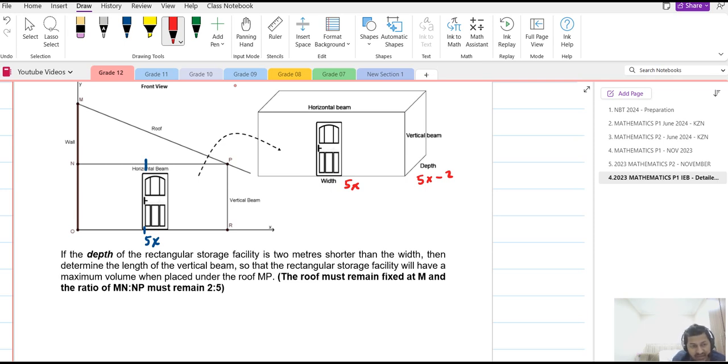Remember this is 2x, right? And this is 4x, right? Why is this 4x? No. If there's 2x, remember this one over here was 6. So the distance from there to there will be 6 minus 2x. So the vertical beam is 6 minus 2x.